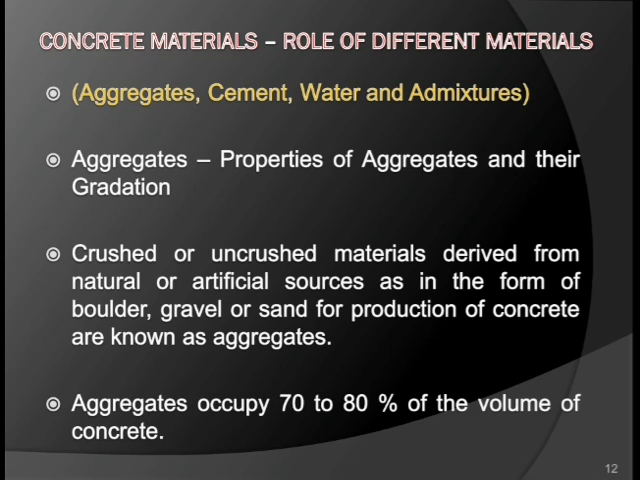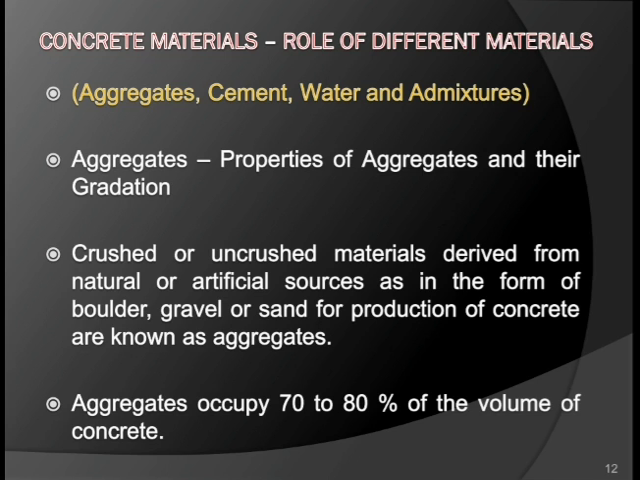What is aggregate? Crushed or uncrushed materials derived from natural or artificial sources, in the form of boulder, gravel, or sand, for production of concrete are known as aggregate. So, aggregates are available naturally or artificially. Natural aggregates are boulders and gravels, sea sand, right? They are examples of aggregate.